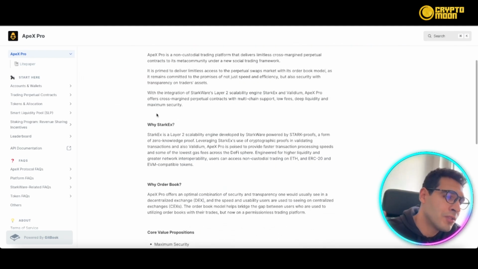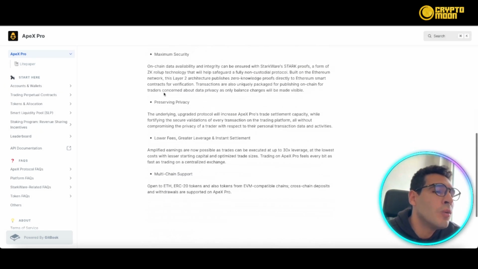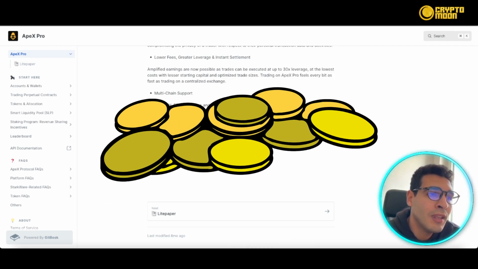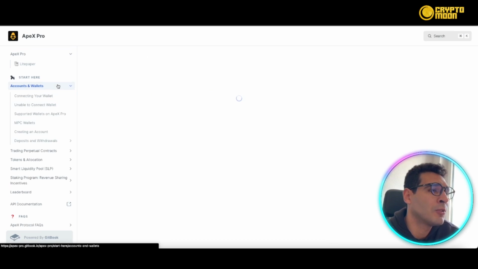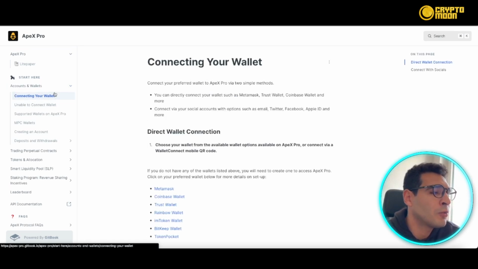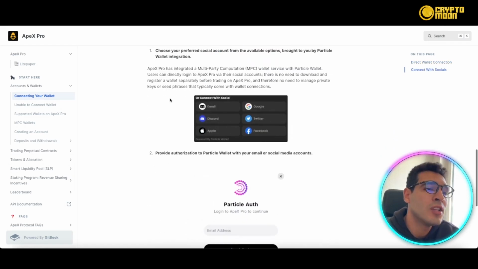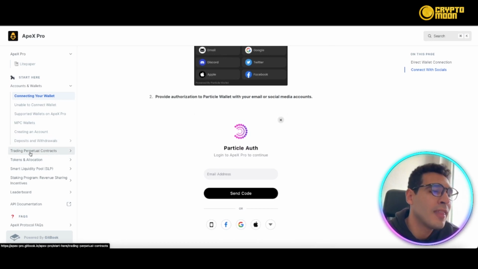Here you can of course read everything in the description down below. You can just read it in detail, understand everything, absorb all the knowledge, but here you can find almost everything. It's open to Ethereum, ERC20 tokens, and also tokens from EVM compatible chains. And here you will have the flexibility to change blockchains. And here the account and wallet. You can just connect your wallet, how to connect your wallet and why and when, and everything is powered here by screenshots, so you can have a step-by-step guide on how to get started and how to understand things in a very clear way.